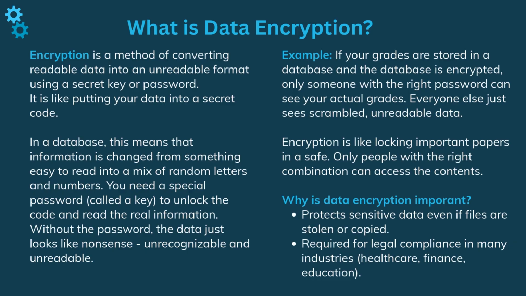Encryption is like turning your data into a secret code. When you encrypt data, it's scrambled into unreadable text that looks like random letters and numbers. Only someone with the right key can unscramble it. That means even if hackers steal the data, they can't actually read it. Think of it like putting your information in a locked safe without the combination. It's useless to the thieves. Encryption is essential for protecting sensitive information like medical records or financial data, and it's often required by law.